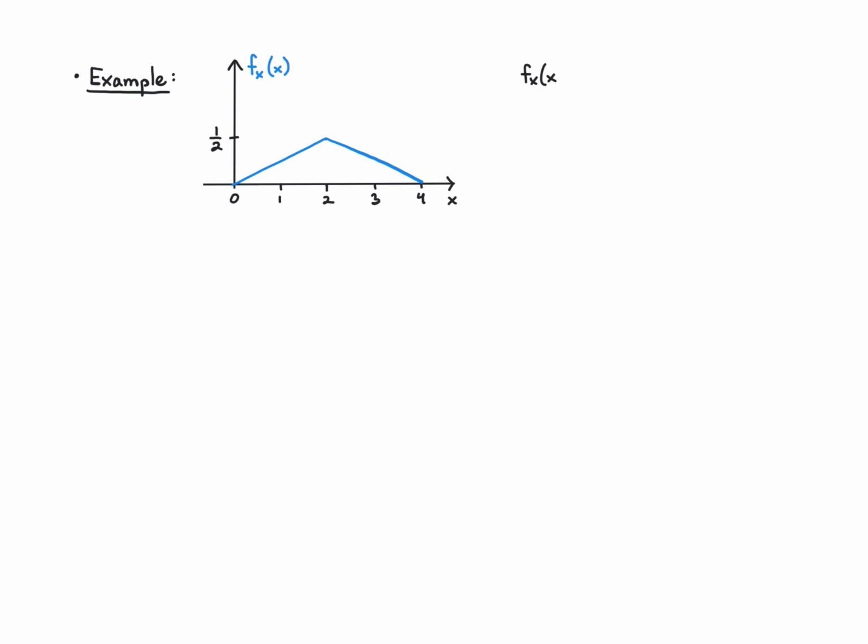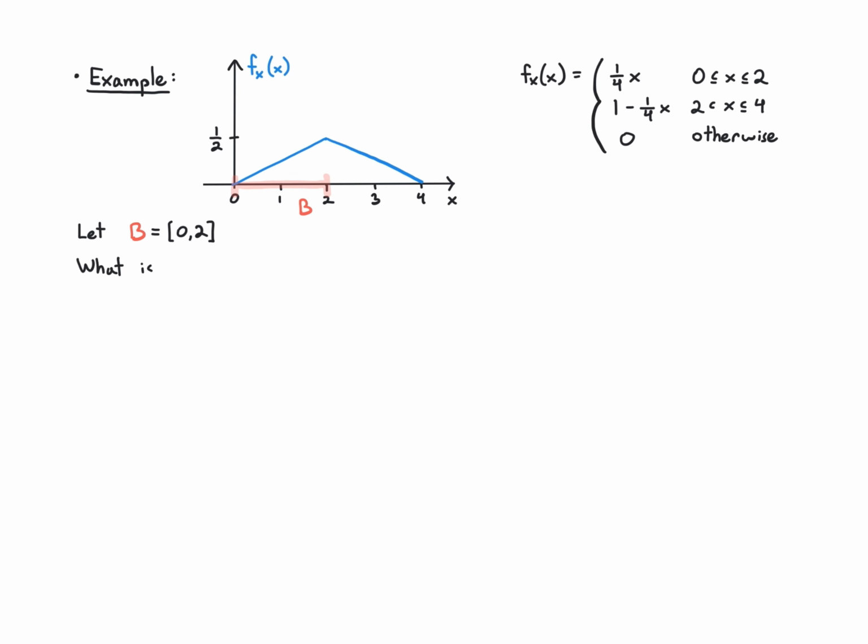Let's do an example so we can see what's going on visually. I'm going to draw for you a PDF, just a triangle in this case, and it has height 1/2 here. So the case-by-case PDF is 1/4 x from 0 to 2, and then 1 minus 1/4 x from 2 to 4, and then it's 0 otherwise. Let's say that the event B is from 0 to 2. That's what I'm interested in. What is the conditional PDF of x given B?